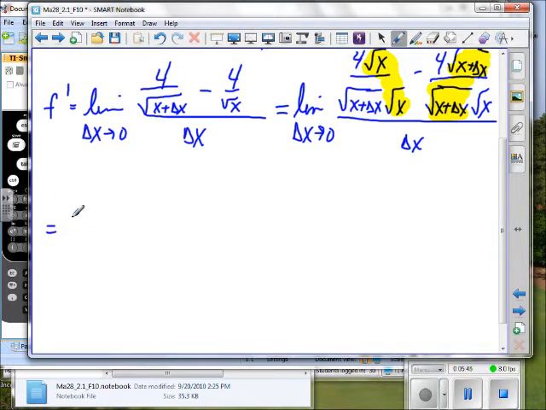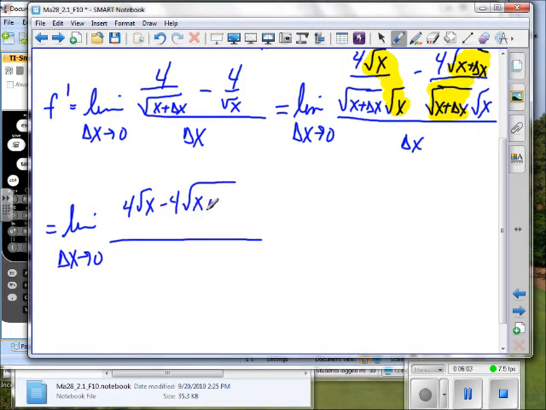Well, I've got the same denominator, right? My same denominator means I can add, subtract. So let's see, the limit as delta x approaches 0, and I've got 4 square root of x minus 4 square root of x plus delta x, all of that divided by square root of x plus delta x times the square root of x. Denominator delta x. This is a lot of algebra here.